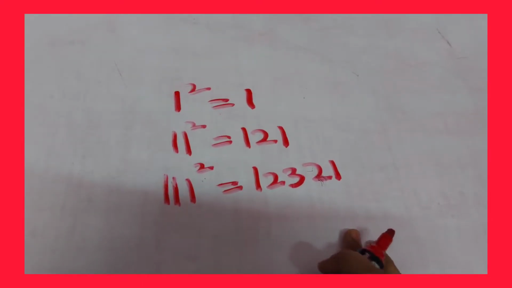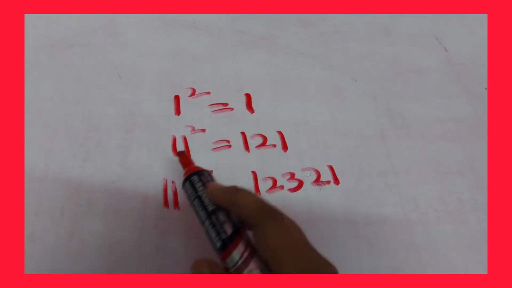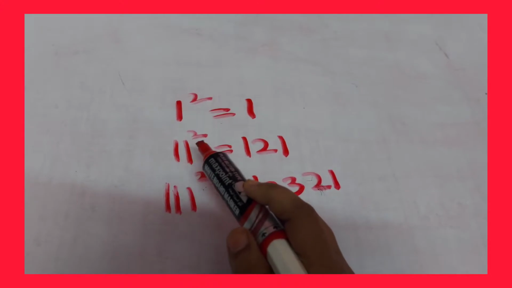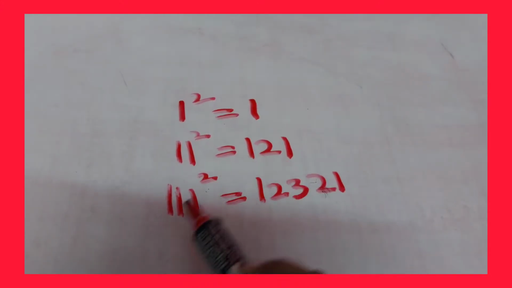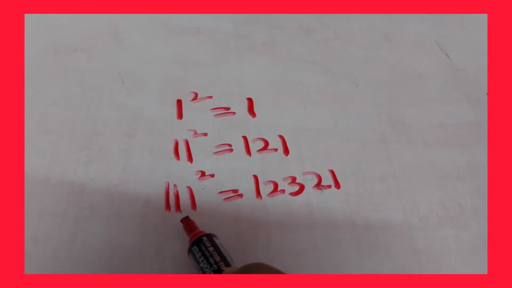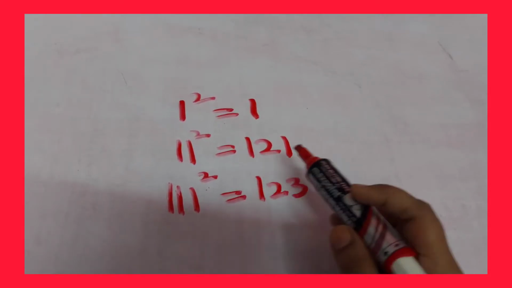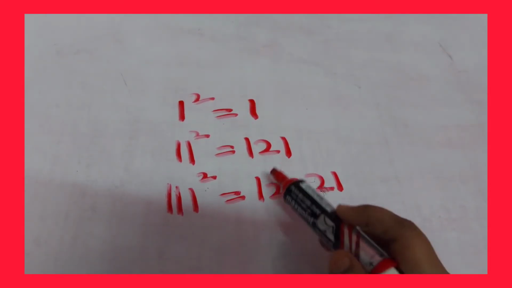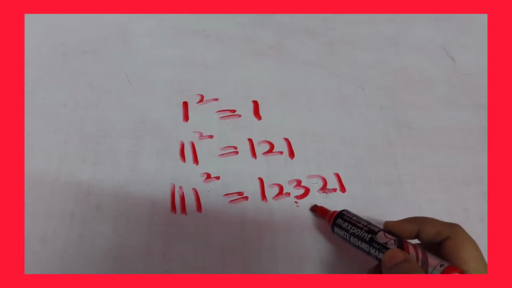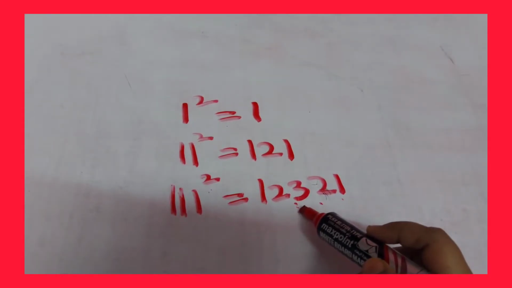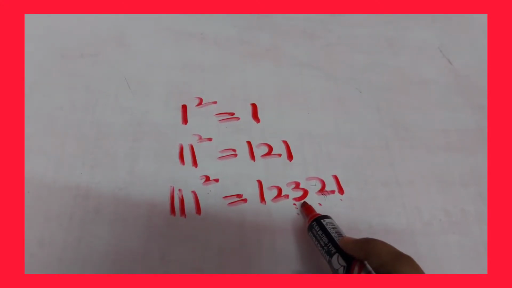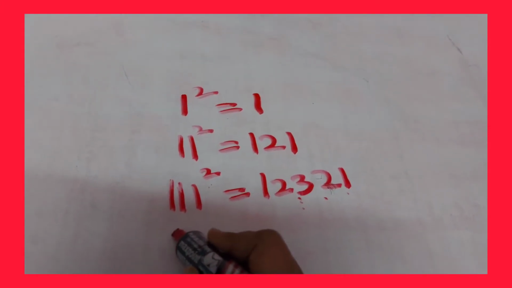Now one more pattern. 1 square is equal to 1. If you write one more 1 beside this, it becomes 11. 11 square is 121, we know this. If you write one more 1 after 11, it is 111 square. What is 111 square? You write 1 2, then again 3. If you see from the right side, it should also be 1 2 3, and from the left side, it should be 1 2 3. Like this you complete the pattern.